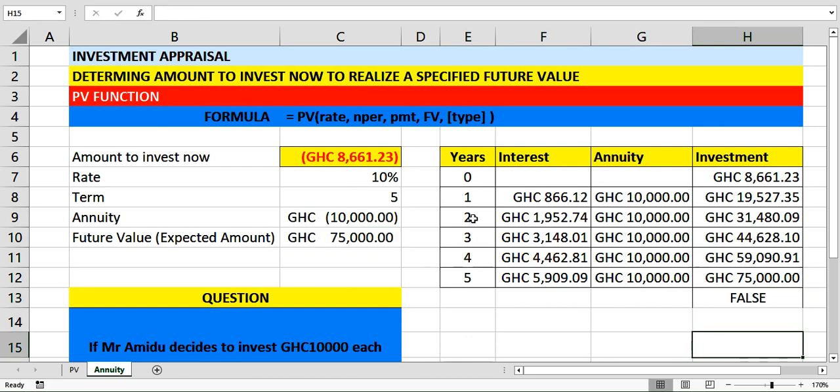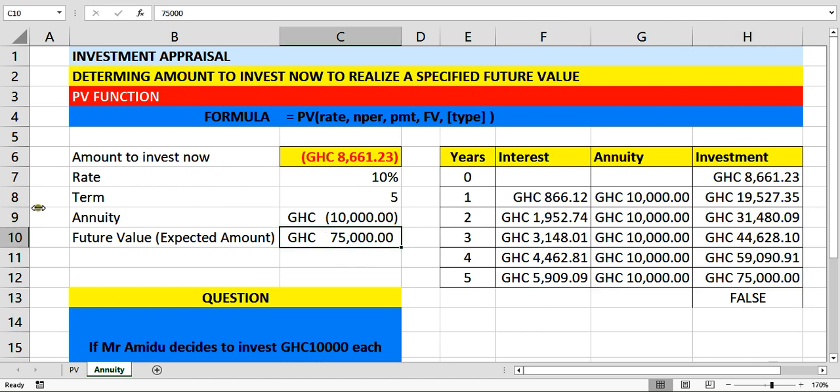Okay, so this is what it means if we decide to invest 8,661.23 cedis, and at the end of each year we decide to pay 10,000 Ghana cedis, then this will be the total interest we'll make. When we add it to this amount at this level, we'll be able to make our 75,000 that we want. Okay, so that is how the present value function works.